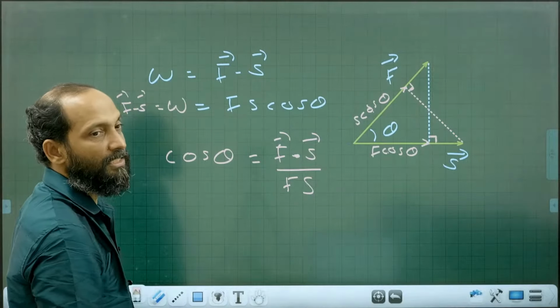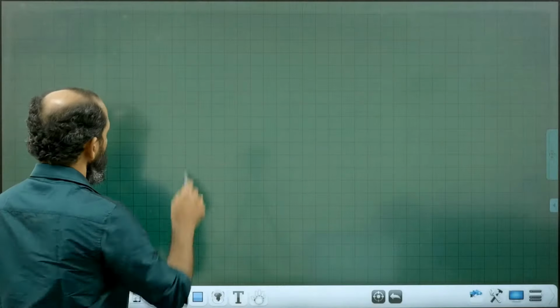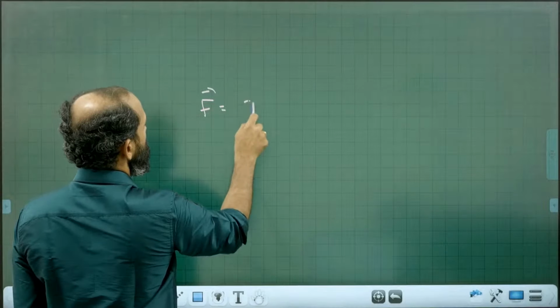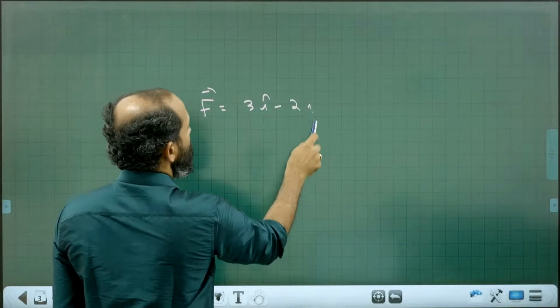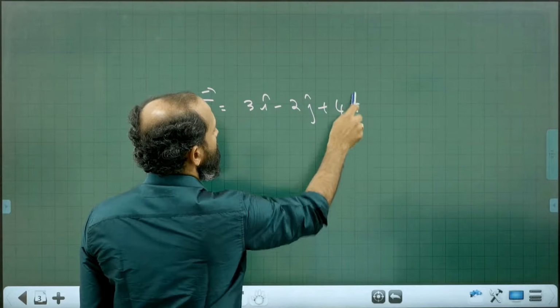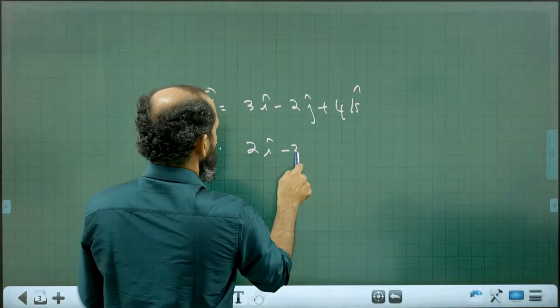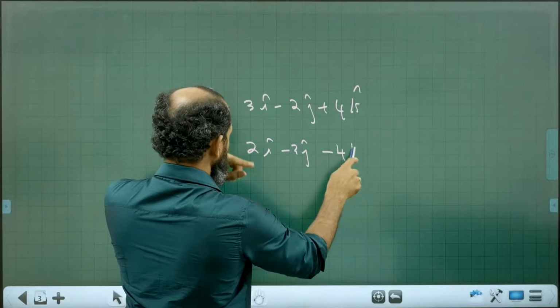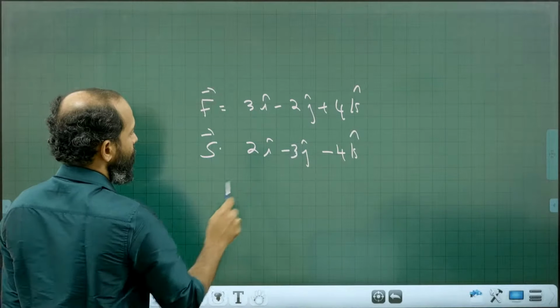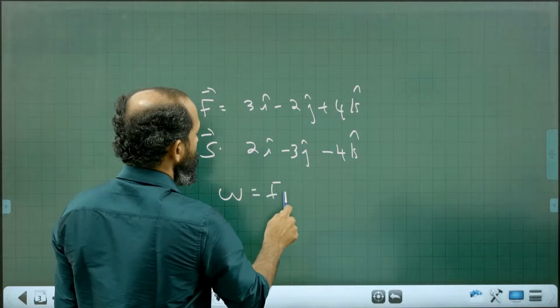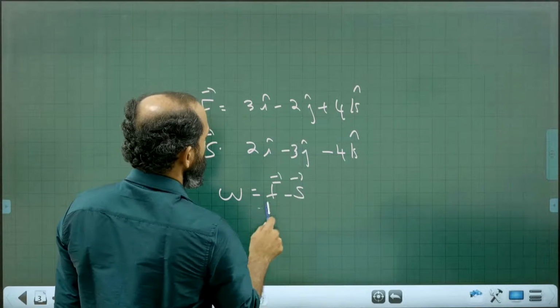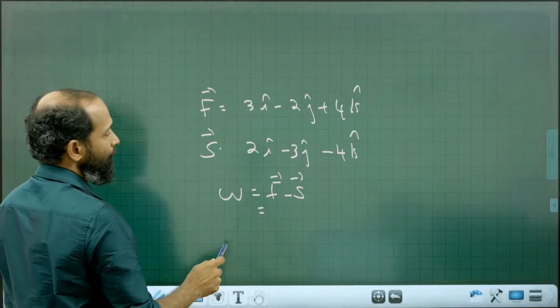So for finding work done, if force is given as 3i minus 2j plus 4k and displacement is given as 2i minus 3j minus 4k, then what is the work done? Work done is equal to F dot S. Why do we take the dot product?